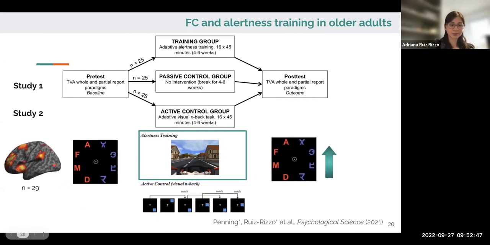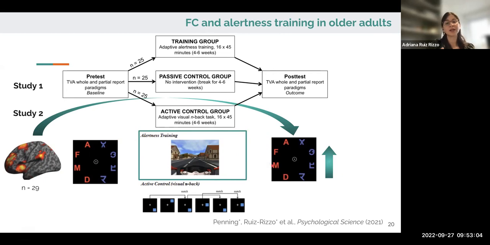In a second study that involved additional 29 healthy older adults, we measured the baseline level of functional connectivity, and again, pre-test and post-test, but this time there was only alertness training. And we wanted to investigate whether the baseline level of functional connectivity in the cingulo-opercular network was associated to a greater improvement or a greater increase in visual processing speed after alertness training.